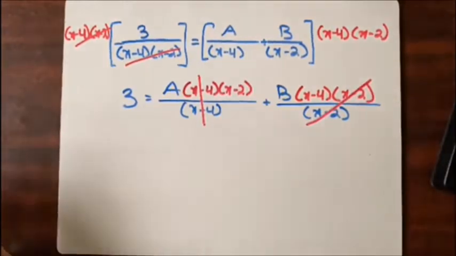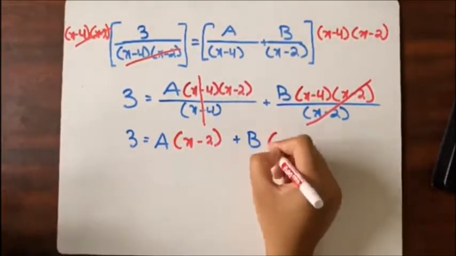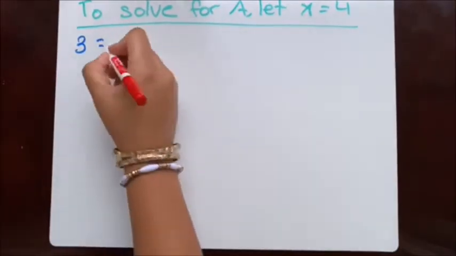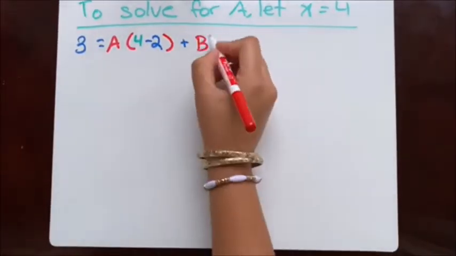After canceling, we get 3 equals a times x minus 2 plus b times x minus 4. Because this equation is to be true for all x, you can substitute any convenient values for x to obtain equations in a and b. The most convenient values are the ones that make particular factors equal to 0.